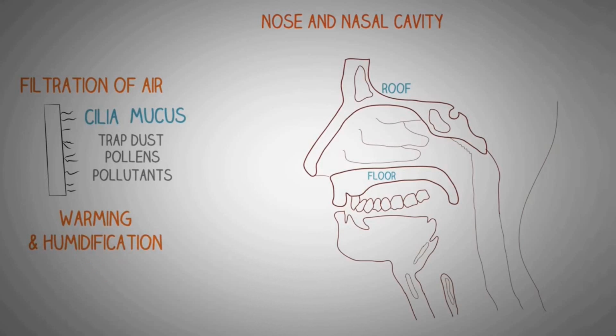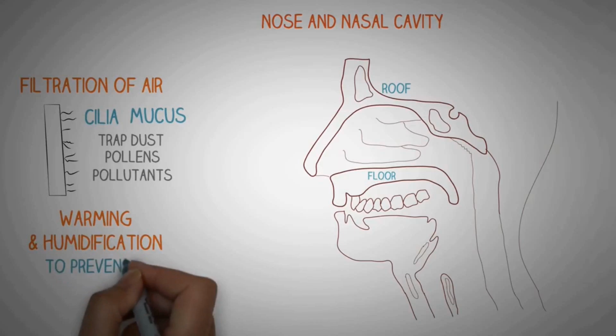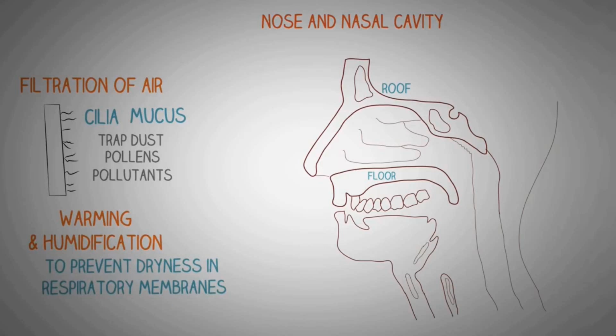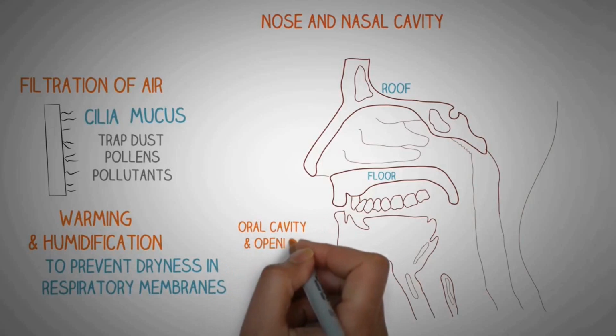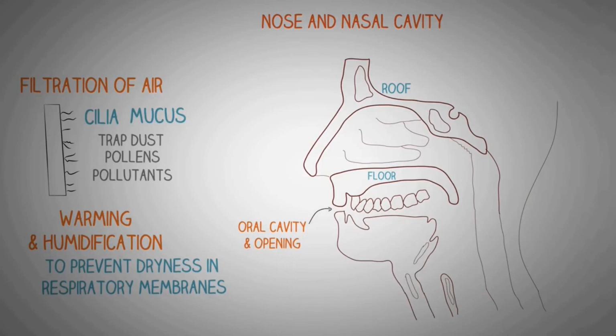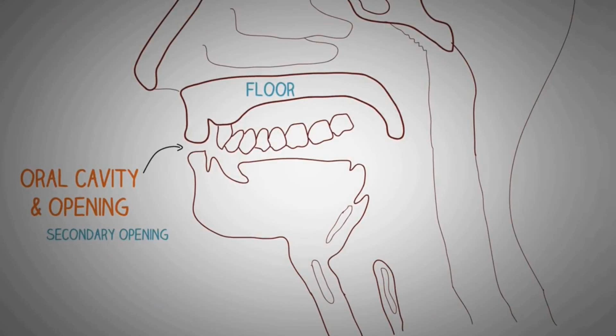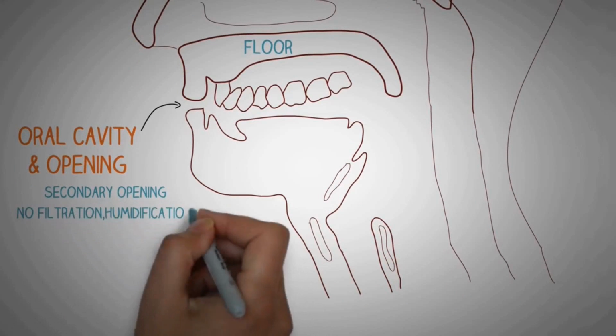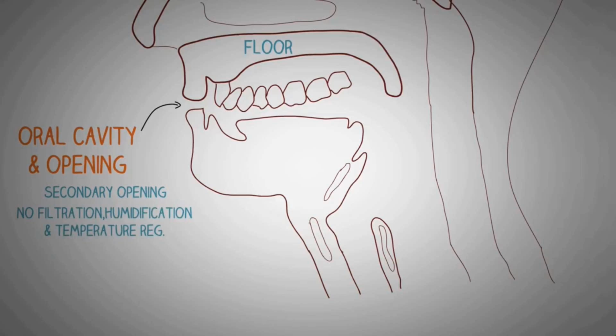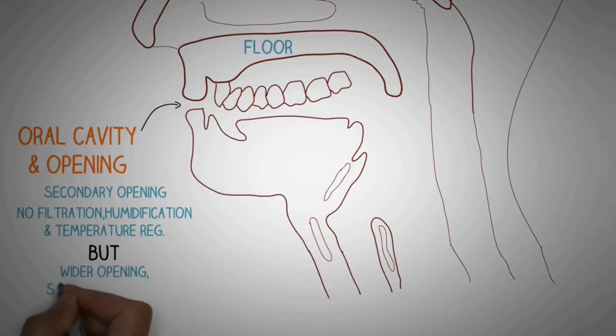The other job that the nasal cavity performs is warming and humidification of the air, which prevents the dryness in the respiratory membranes. Oral cavity also serves as a secondary opening for the respiratory tract. The downside of this is that there is no filtration, no humidification, and no temperature regulation through the oral cavity. But there is a plus side also, which is that the oral cavity has a wider opening, so it facilitates greater intake of air during exercise.